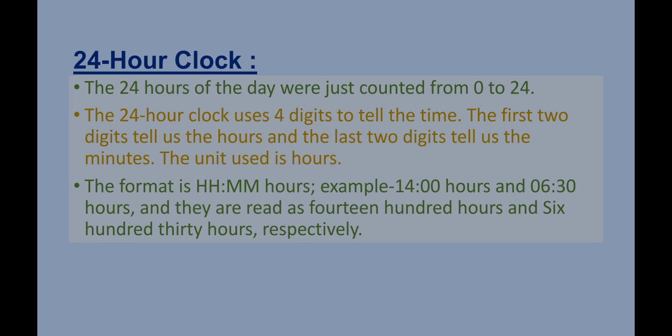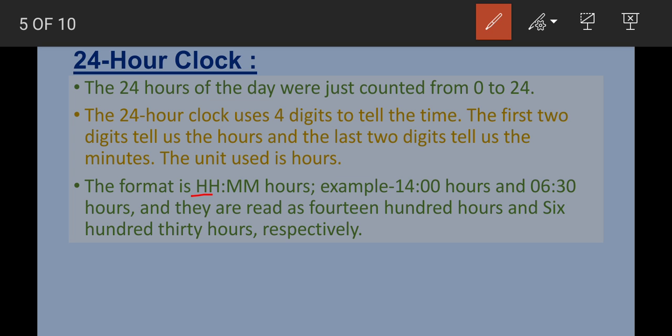Next, the format: first we write the hours, after that we write the minutes. The unit is hours, and we use a colon to separate the hours and minutes. For example, 14:00 we can read as 1400 hours, and 6:30 we can read as 630 hours. These are the reading and representation of the 24-hour clock.